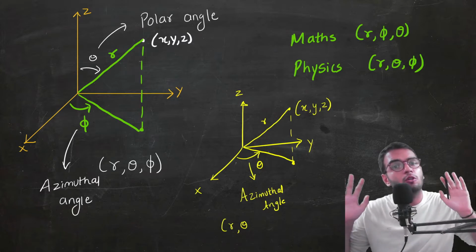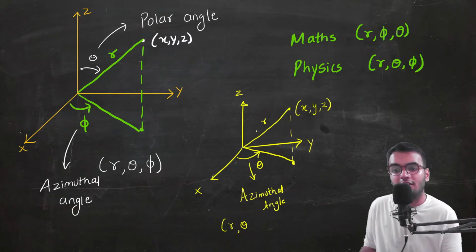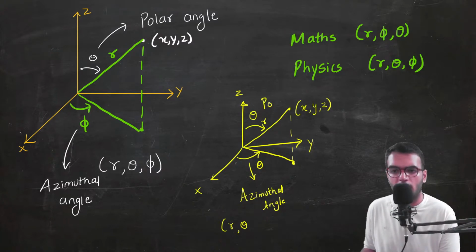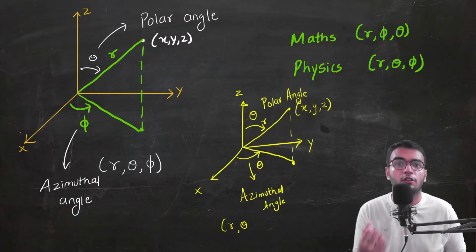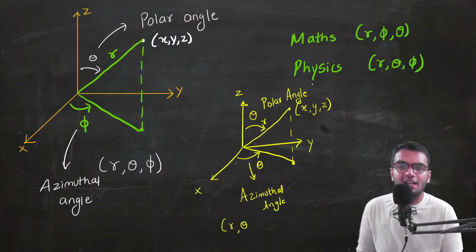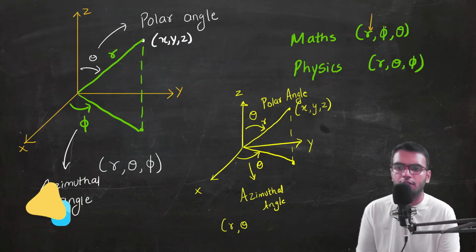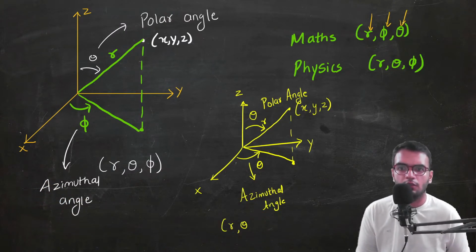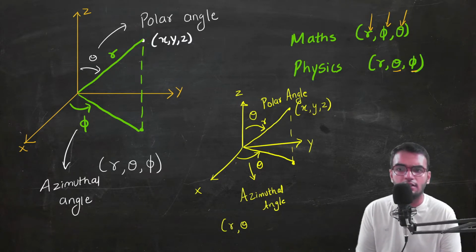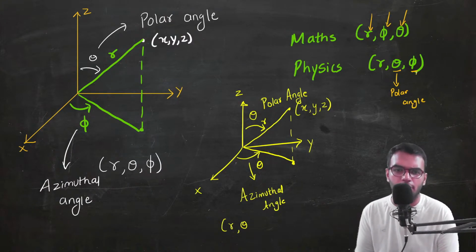Instead, our third dimension would also be an angle only. This angle, starting from the z-axis to this point, is the third angle, which I name the polar angle. These are the names of the coordinates, and in this way they are defined for the spherical coordinate system. In mathematics, we write r first, then the azimuthal angle, and then the polar angle. But in physics we write r first, then the polar angle, and then the azimuthal angle.